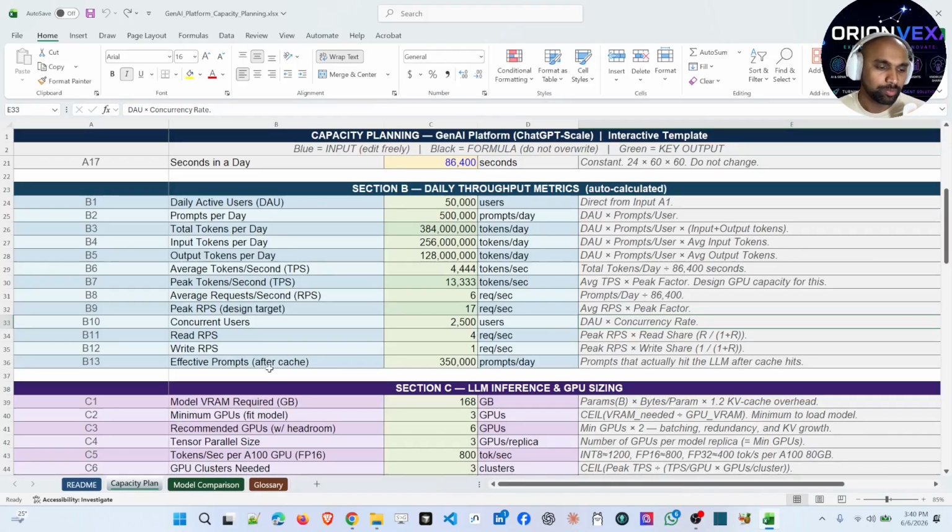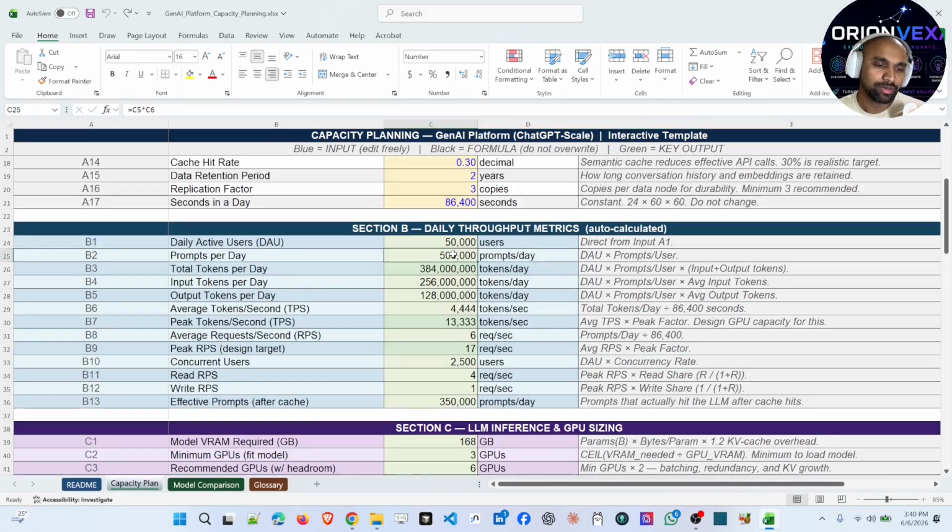And the effective prompts after the cache will be 350K prompts per day. How are we getting this? Prompts that actually hit the LLM after the cache hits. If we consider 500K as the prompts per day, only 30% of them are cache hits, and the remaining are cache misses. That means 30%, 150,000, is a cache hit that we get from the cache server.